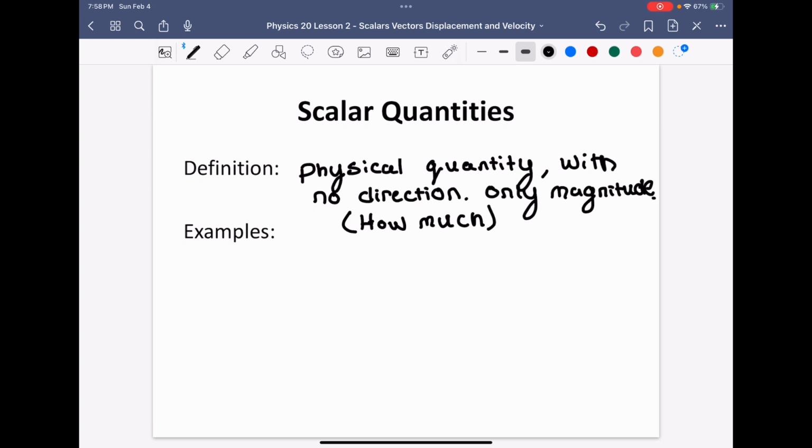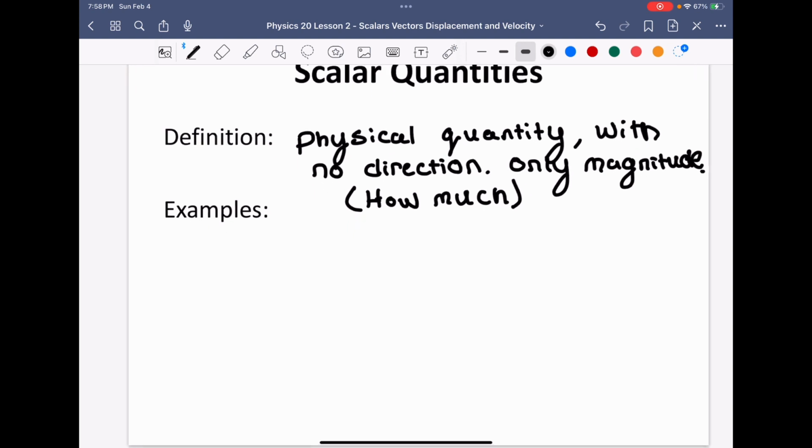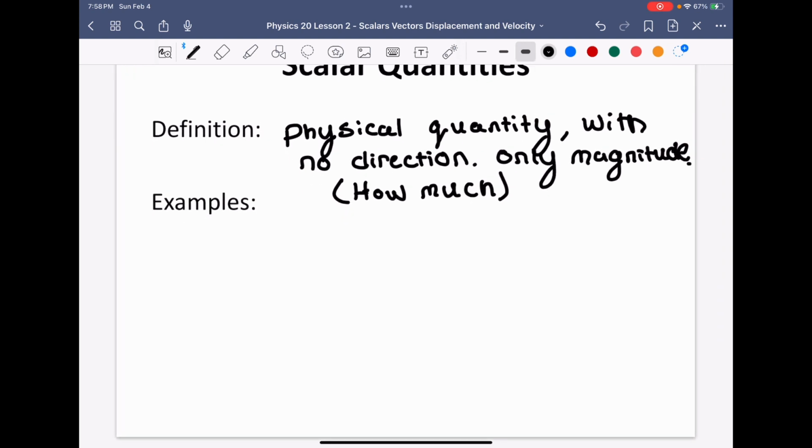Now, some examples of this are going to be the following. In kinematics, we're going to look at things like distance, so simply how far it takes to go from one place to the other. We may look at speed, which we looked at in lesson 1. We may look at things like time, because how much time? Was it 40, 50, 60 seconds? Was it a couple minutes? Was it hours? What was it?